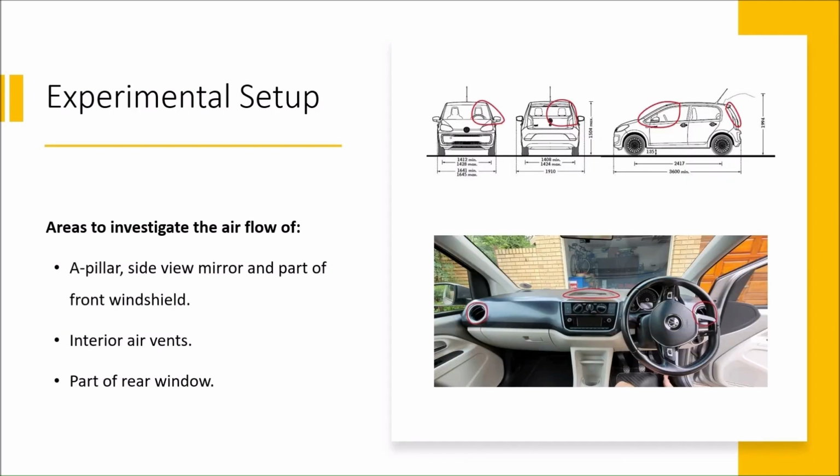The areas that needed to be investigated on one side at the front of the vehicle are the A-pillar, side view mirror, and parts of the front windshield. In the interior of the vehicle, the airflow through the air vents needs to be investigated. And lastly, at the rear of the vehicle, the flow over the rear window needs to be investigated as well. These areas are encircled in red in the photos to the right.